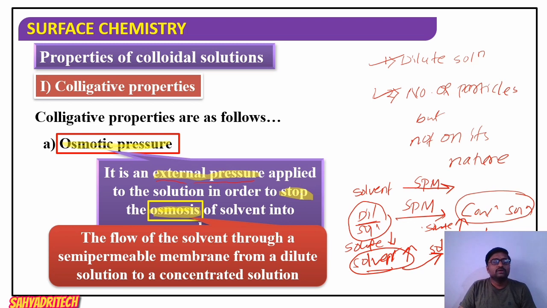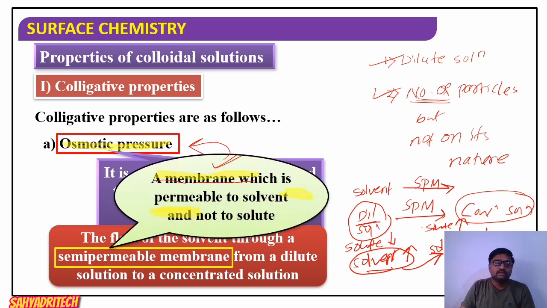To prevent this osmosis, we have to apply external pressure. Whatever pressure we apply is called osmotic pressure. So it is one of the colligative properties. It depends again on the number of particles.